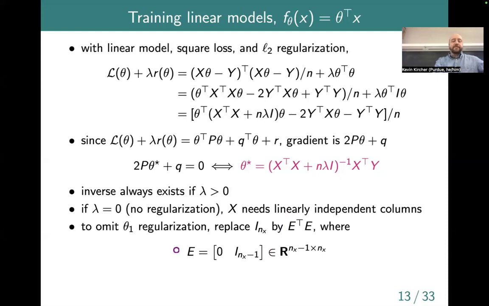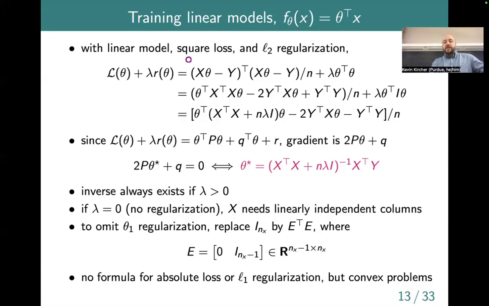And then, if you want to omit the first theta parameter from the regularization, because sometimes you want to leave that one unpenalized or unregularized, then we just replace the identity matrix that shows up here by the product E transpose E. I'm not going to go through that, but if you find yourself in that situation, you can refer back to these slides.